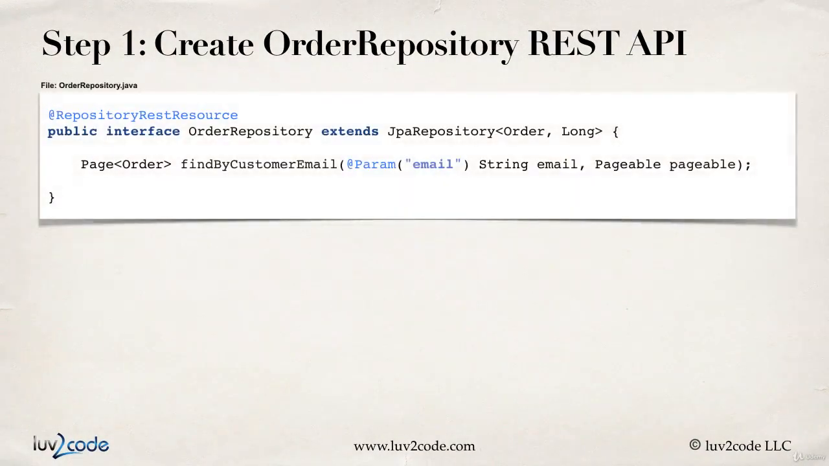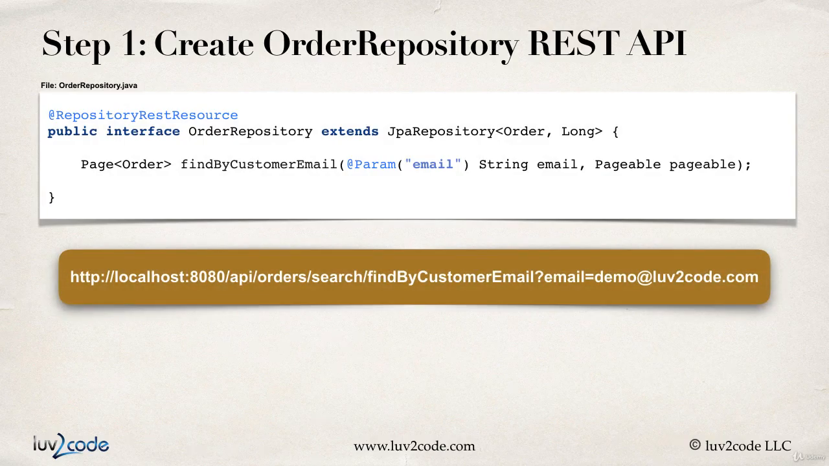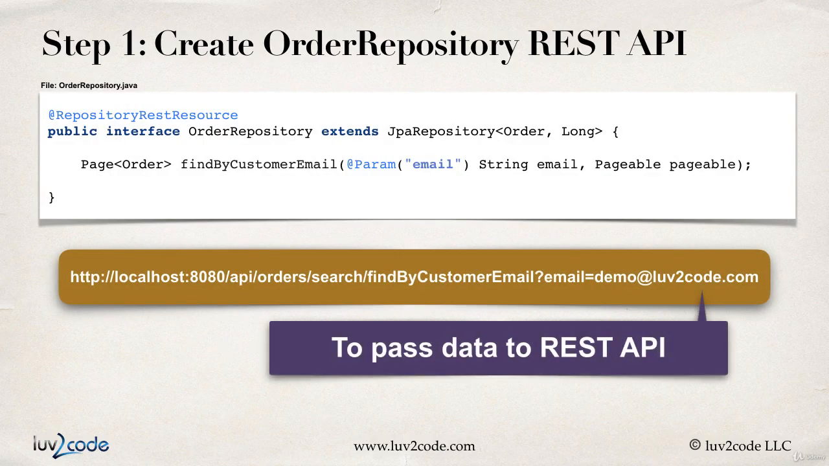And then looking at the REST endpoint, so Spring Data REST will actually expose an endpoint here, findByCustomerEmail, and then you pass in the parameter for email. And here we simply pass data to the REST API, in this case, demo@lovetocode.com.